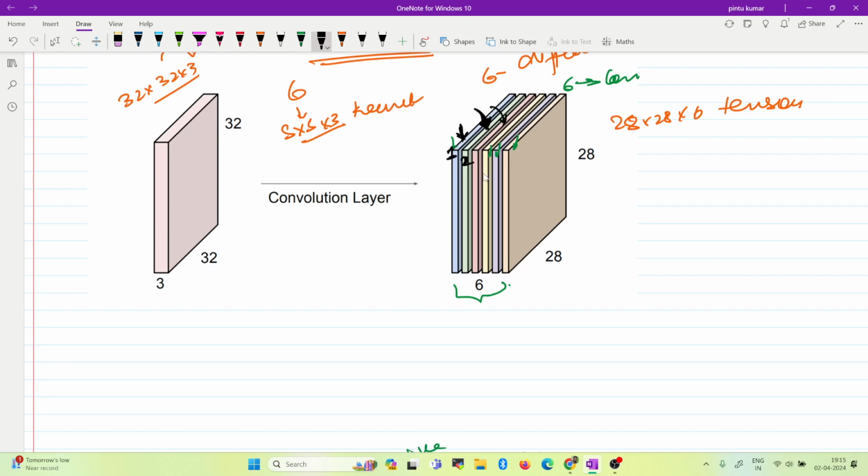Yeah, that's what we have obtained here. These different colors represent the different features that we have obtained.